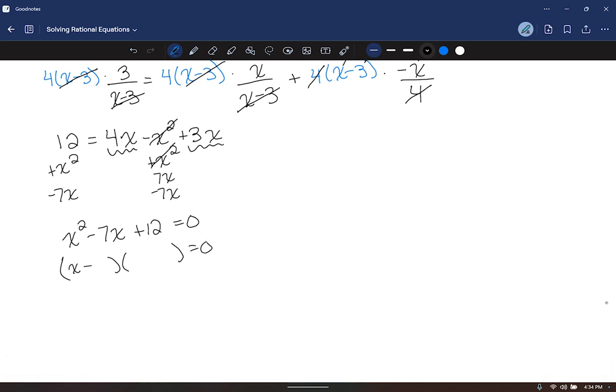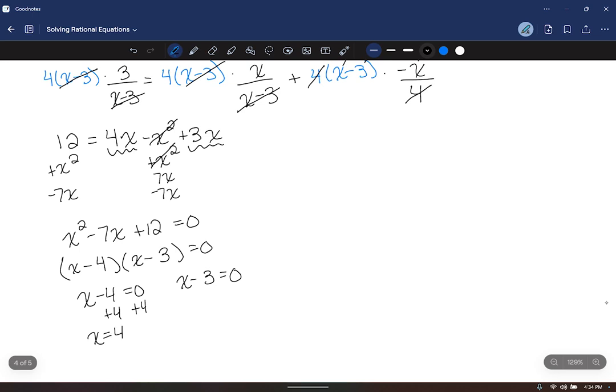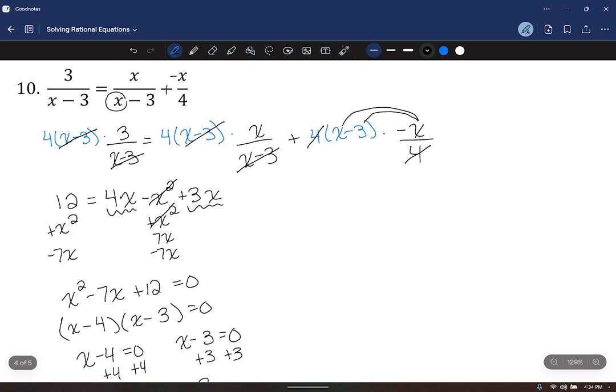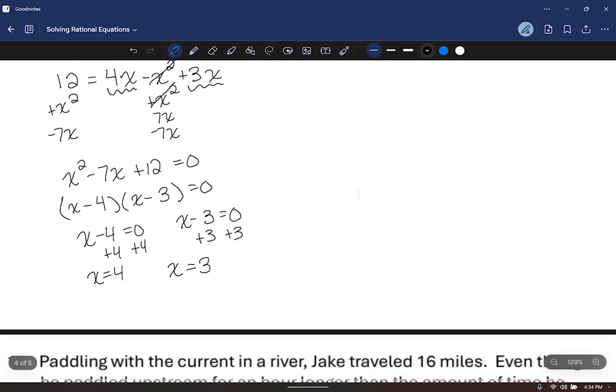So we have 2 minus signs. And what multiplies to make 12 that adds to make 7 is 4 and 3. So I'm going to set those equal to 0 and solve, which gives me 4 and 3. Now I have to take into account that I may have an extraneous solution. If I look at my original problem, x cannot be 3 because 3 minus 3 gives me a 0 on the denominator. So 3 is an extraneous solution and 4 is my only valid solution.